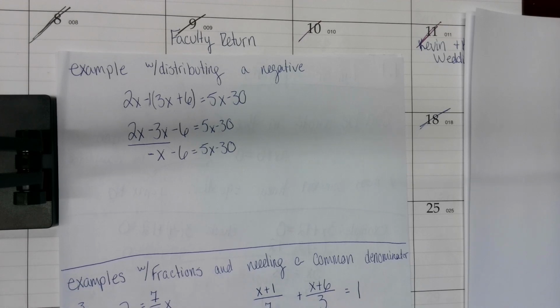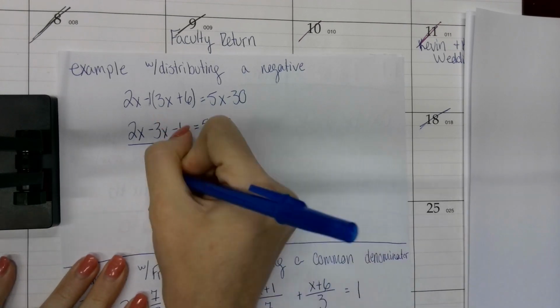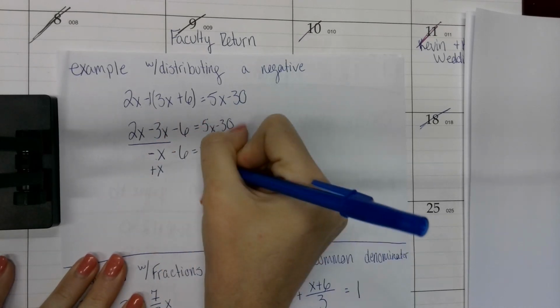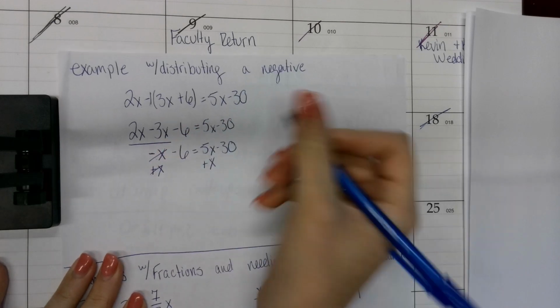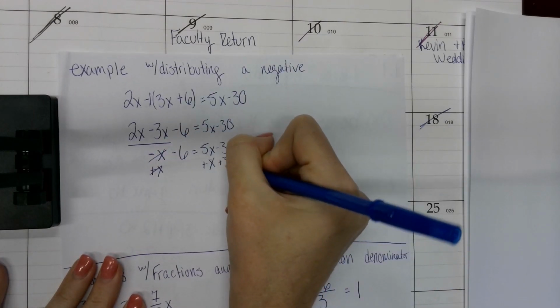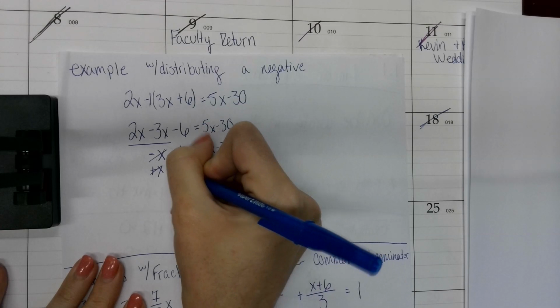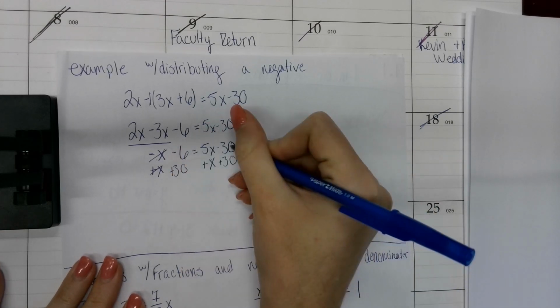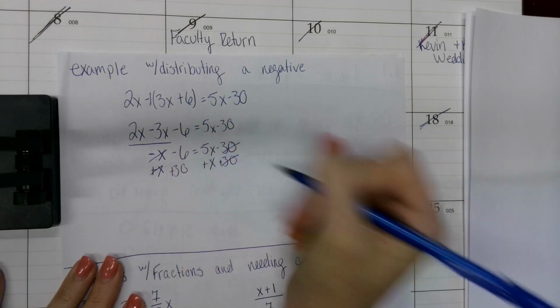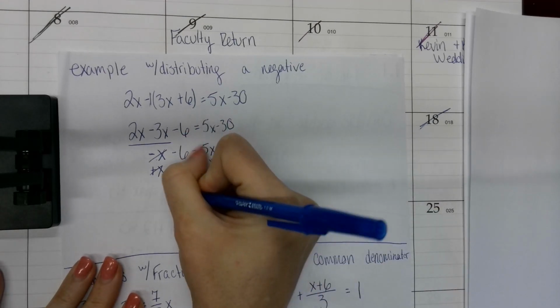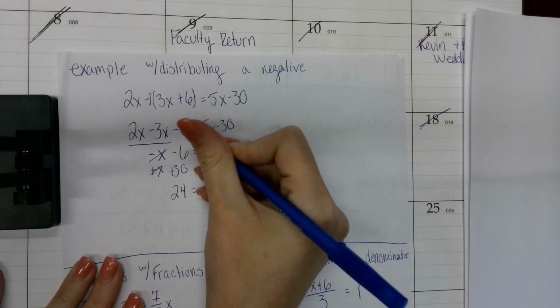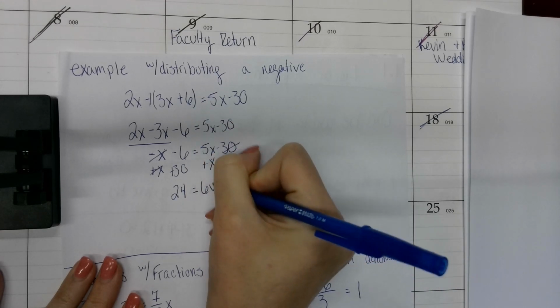So to keep me from having a -x and dealing with that, I'm going to move my x over here, so I'm going to add x, because -x plus x would be 0. And then I'm going to add my 30, because it's subtract 30 there. And -30 plus 30 would be 0. Now I have 30 plus a -6, so I have 24 equals 5 plus 1 is 6x.